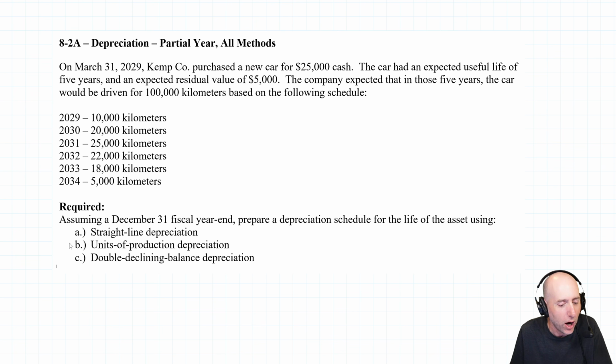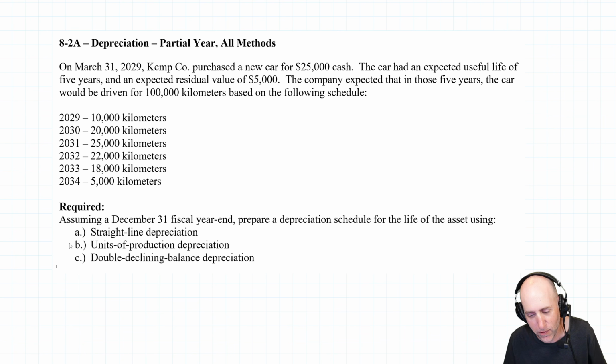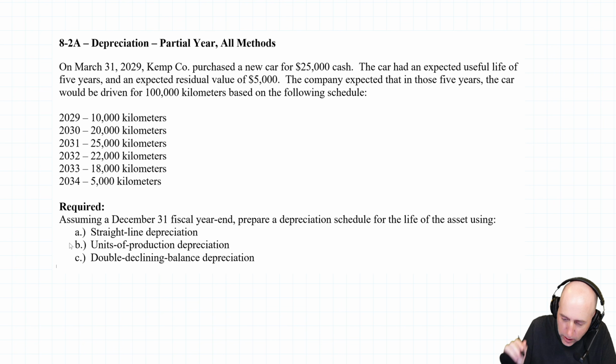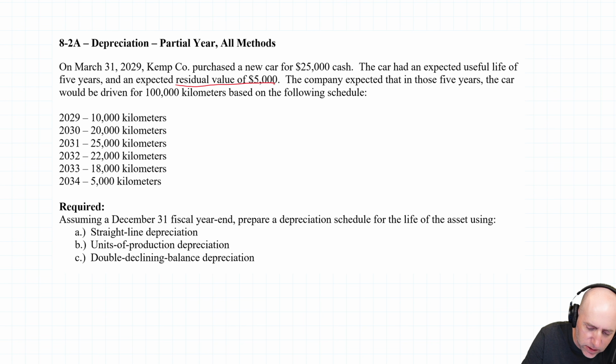Let's get into it. On March 31st, 2029, Kemp Company purchased a new car for $25,000 cash. Debit car, credit cash, 25 grand. The car had an expected useful life of 5 years and an expected residual value of $5,000.